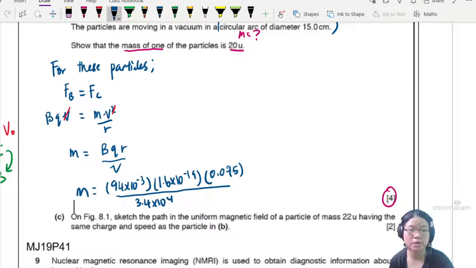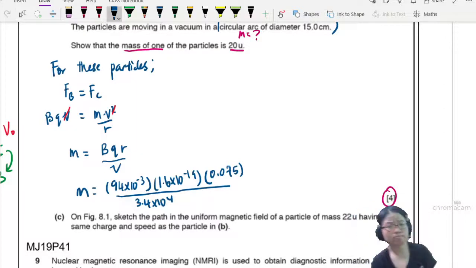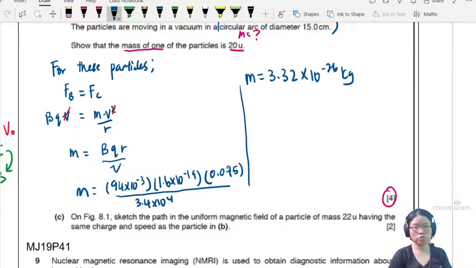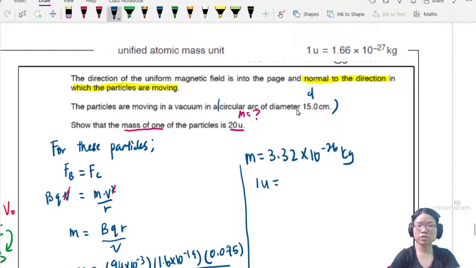Okay, so I'm going to press my calculator now. Okay, from my calculator, it's 3.3176. So 3.32. M will be equal to 3.32 times 10 to the power of negative 26 kg. All right, so normally I will then copy the value of 1U from the front part of my question paper. 1U is 1.66 times 10 to the power negative 27 kg.